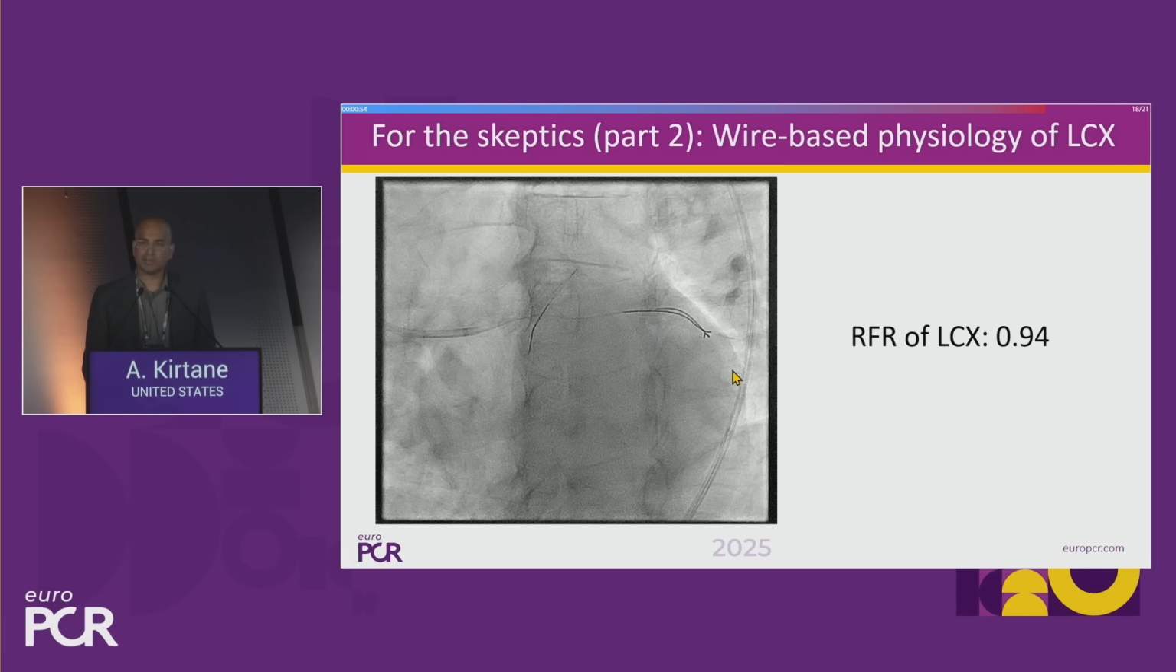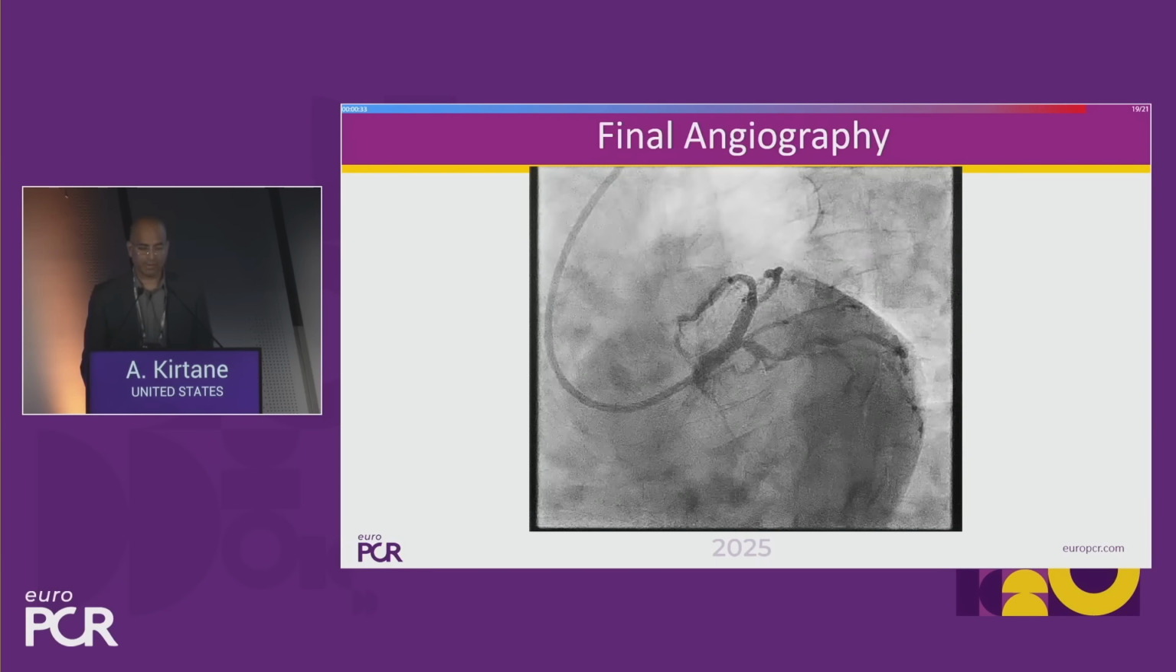So for the skeptics, part 2, there's the wire. Now, I was a little bit worried that we were going to dissect it for the purpose of this demonstration and then have a major issue and I'd have to stent it and I wouldn't have a case to present, but nonetheless, wired it okay, and the RFR was 0.94. Okay, so very, very similar to what we saw with the wire-based physiology. And so here's the final angiogram.